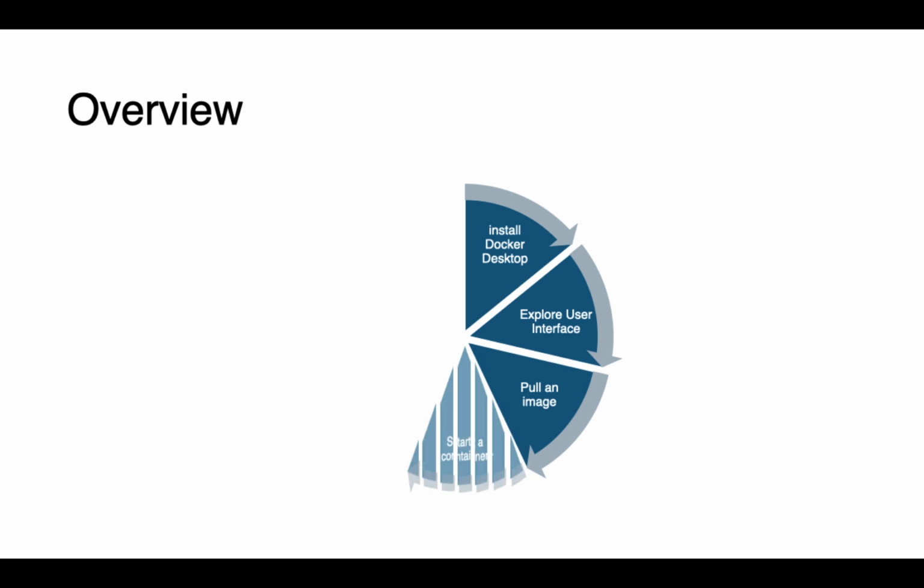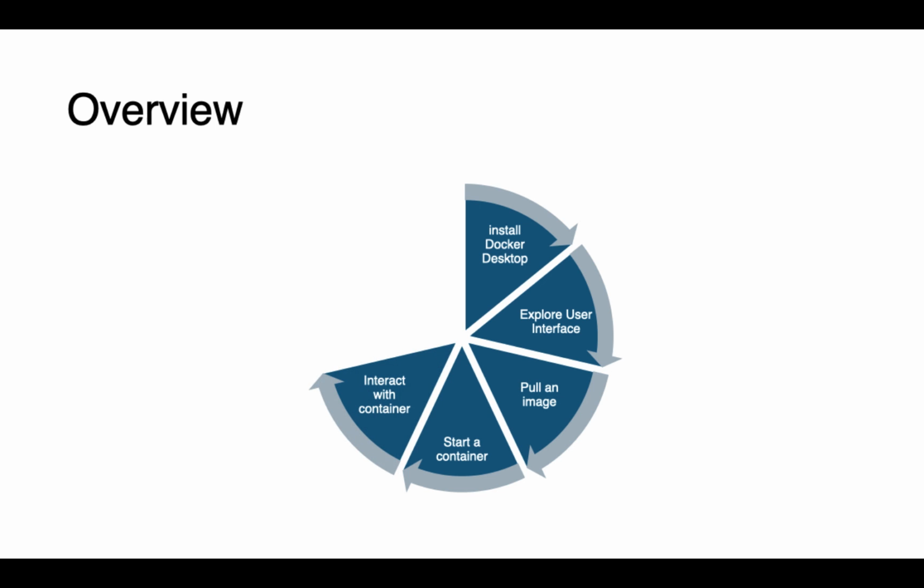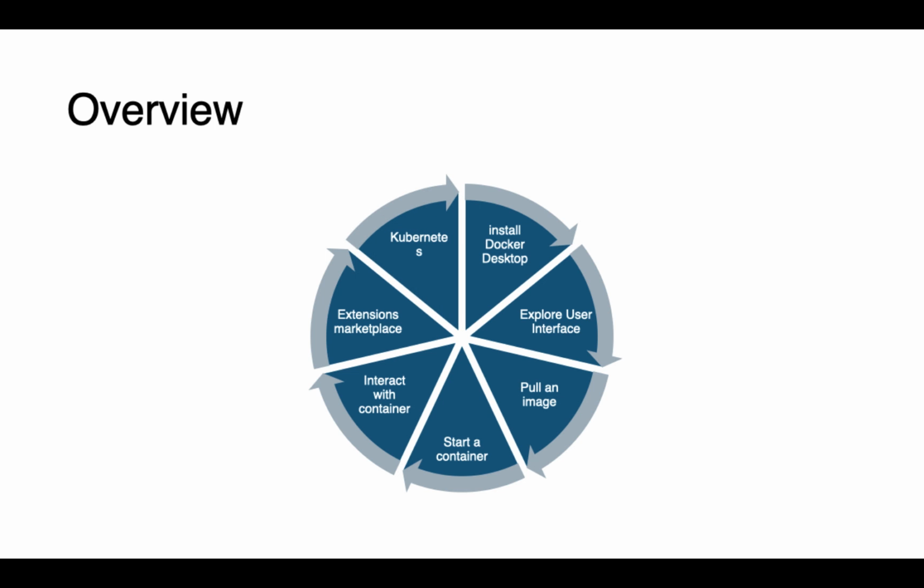Next, we will explore its user interface, see how to pull an image from Docker Hub, start a container from that image, and interact with that container, all without leaving the useful Docker Desktop interface. We'll also see the powerful extensions marketplace, which allows you to extend your Docker functionality. We will install and show usage of some useful extensions. Finally, we'll show how to start a Kubernetes instance using Docker Desktop. So, this should be exciting.